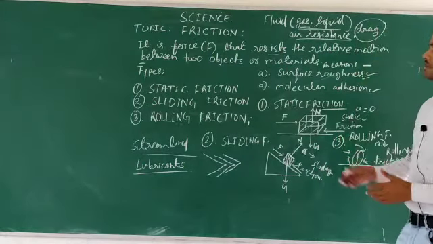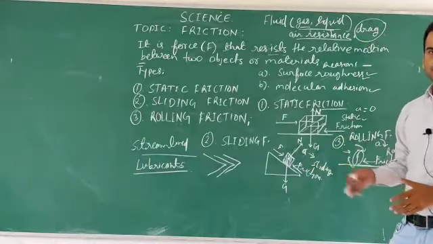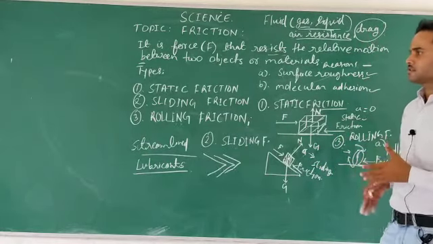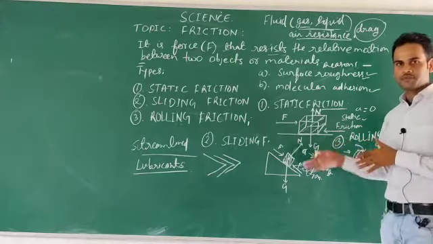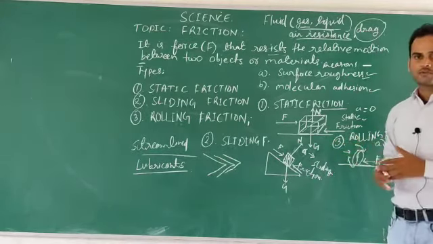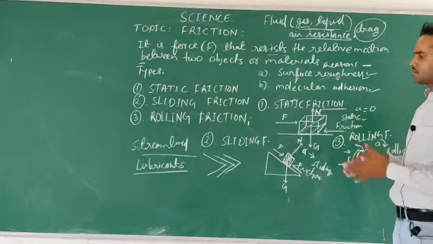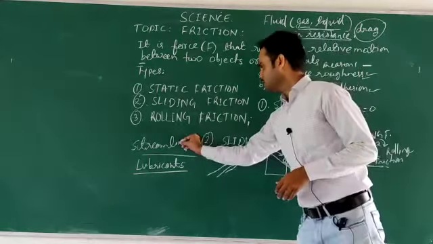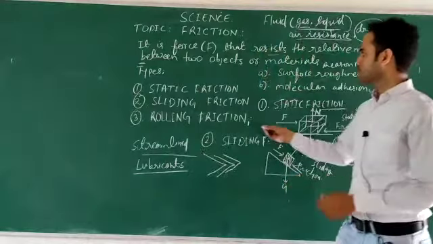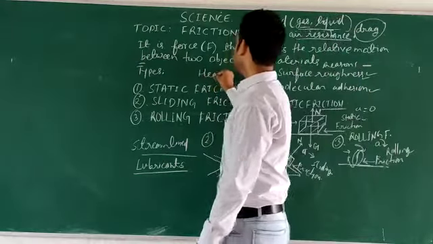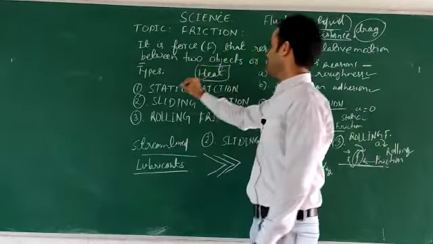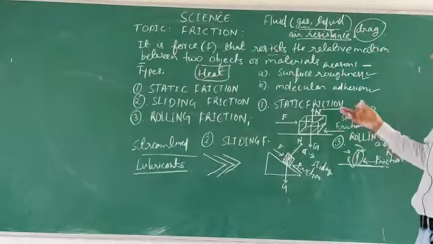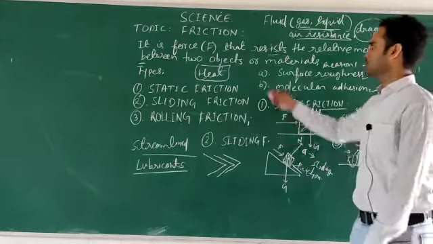There are some advantages of friction. It prevents us from slipping while we are walking. If there were no friction, we could slip on the surface. And a disadvantage is that friction produces heat, and this heat can damage the parts of vehicles. So these are the advantages and disadvantages of friction.